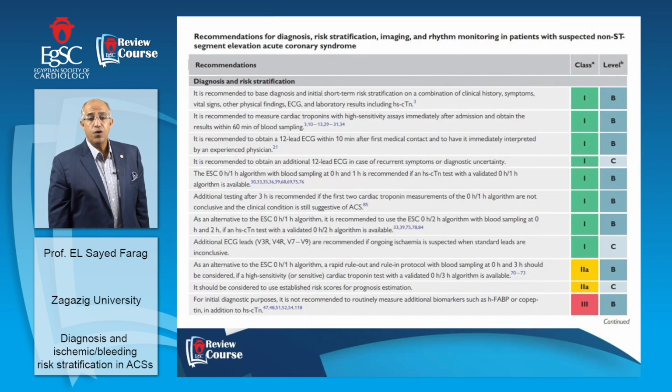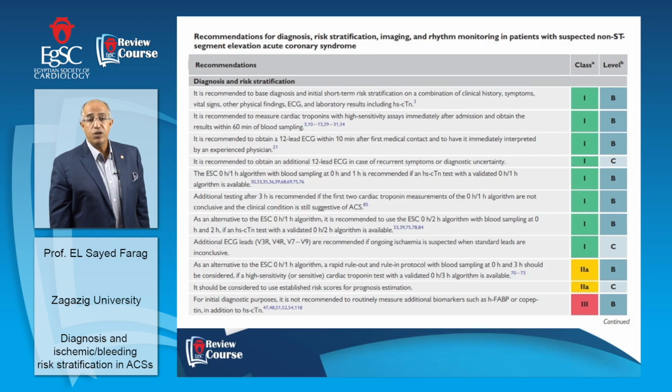Finally, I will come to the new and old recommendations needed for the diagnosis, risk stratification, imaging, and rhythm monitoring in patients with suspected non-ST-segment elevation acute coronary syndrome. It is recommended to base diagnosis and initial short-term risk stratification on a combination of clinical history, symptoms, vital signs, other physical findings, ECG, and laboratory results, including the very important biomarker, which is the high-sensitivity troponin. This is a class 1 recommendation, level of evidence A.